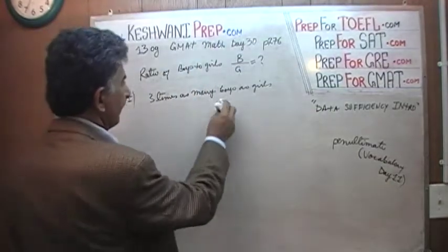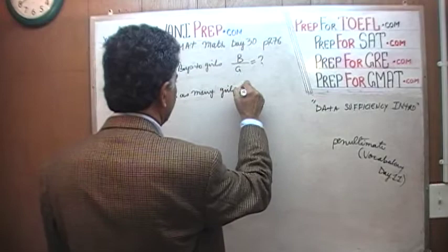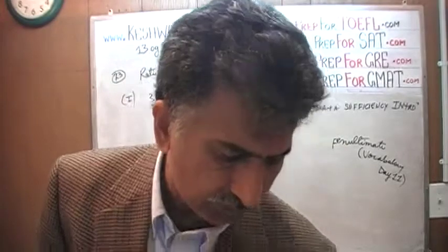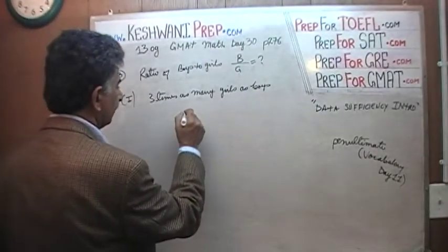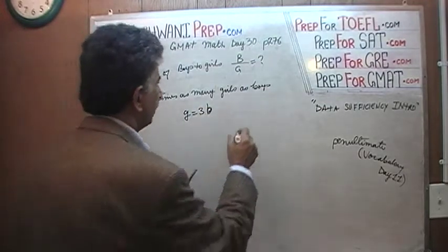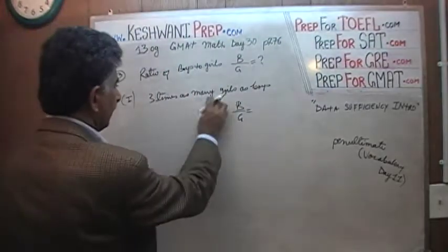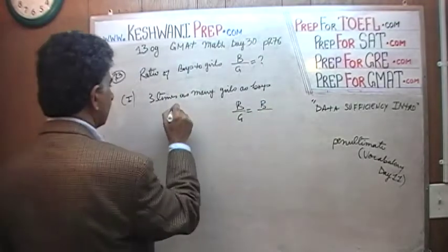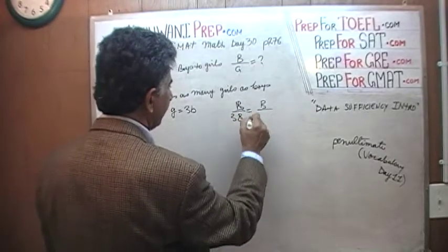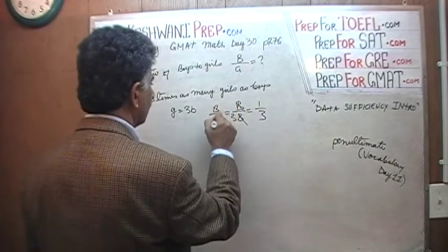There are 3 times as many girls as boys. And of course, that's enough to figure out the ratio, because that is the ratio. They're telling you what the ratio is. The number of girls is 3 times the number of boys, so boys over girls, of course we can figure out that ratio. Instead of G, we can put down 3 times B, and the B cancels out, and we end up with 1/3. The ratio of boys to girls is 1/3.